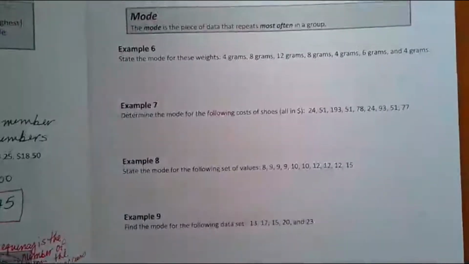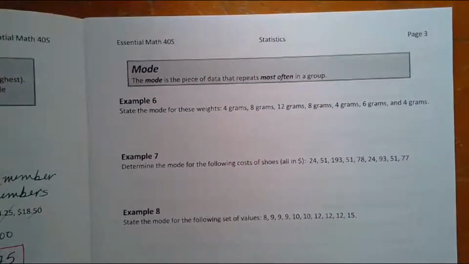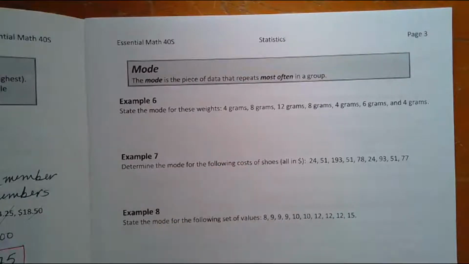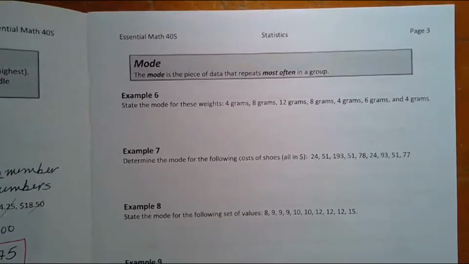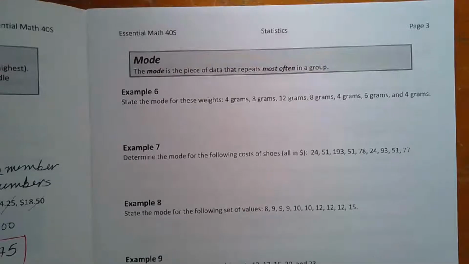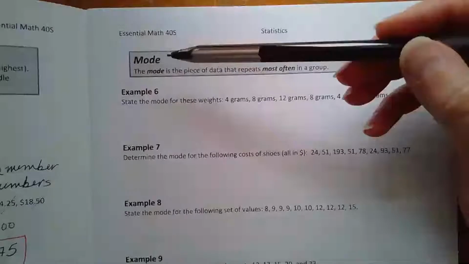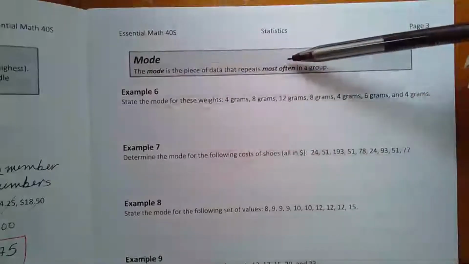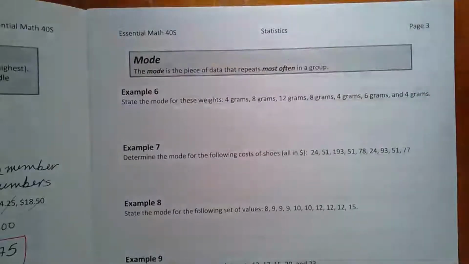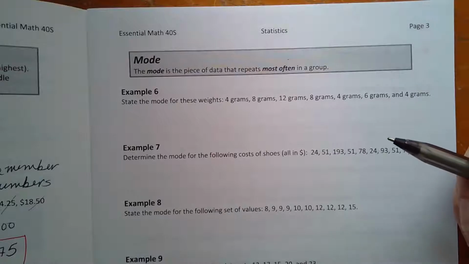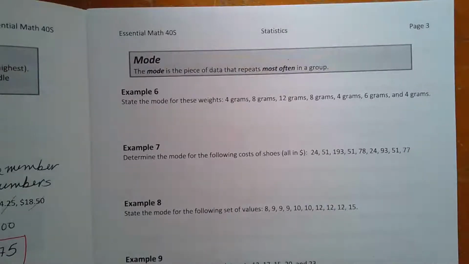Let's do the last measure of central tendency that we're going to talk about today, and it's called the mode. Now, this, again, doesn't involve any math. It doesn't involve any formulas or mathematics. The mode is the piece of data that repeats most often in a group. So it's the one with the most values. In our previous example, that example 5, when we're talking about the median, 27 would have been the mode because it occurred 7 times, right? More than any other value.